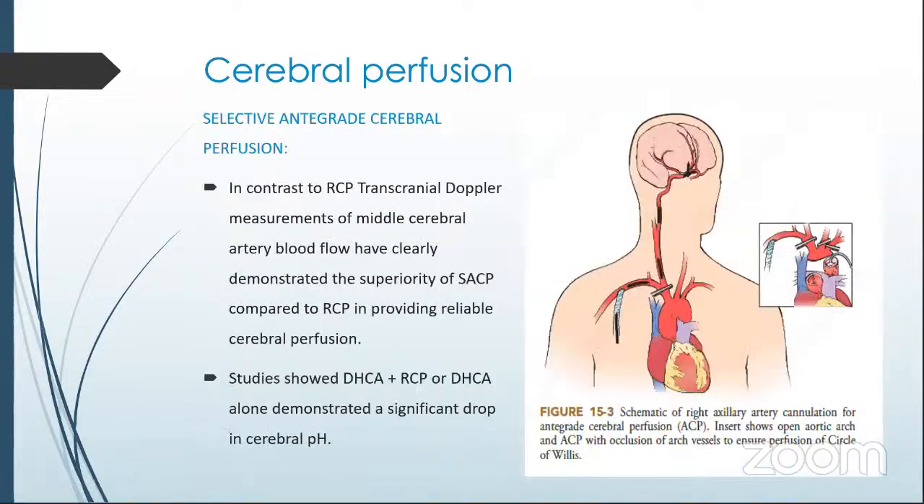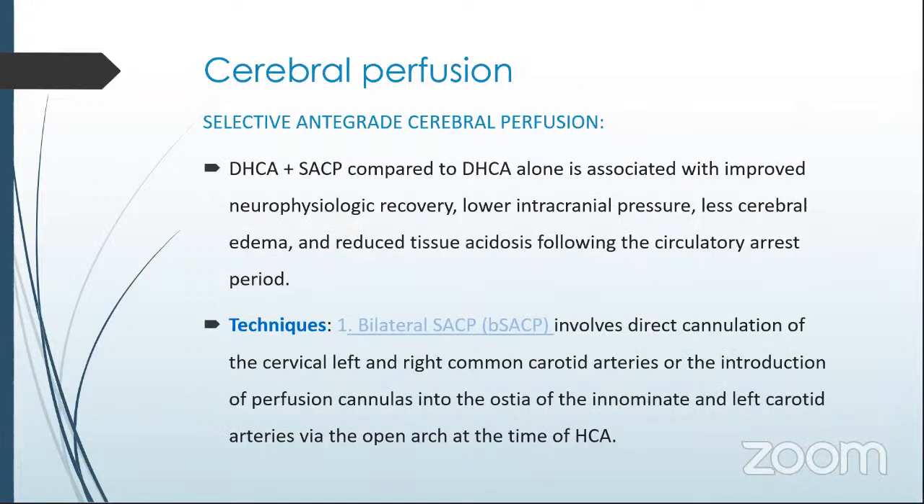So in selective antegrade cerebral perfusion, in contrast to the retrograde cerebral perfusion, the studies showed that antegrade cerebral perfusion has superiority compared to retrograde in providing reliable cerebral perfusion. And this is shown by transcranial Doppler measurement of the middle cerebral artery. Studies also showed that deep hypothermic circulatory arrest with retrograde cerebral perfusion or circ arrest alone demonstrated a significant drop in cerebral pH in contrast to selective antegrade cerebral perfusion. It's associated with improved neurological recovery, lower intracranial pressure, and less cerebral edema. So it's better than the retrograde.